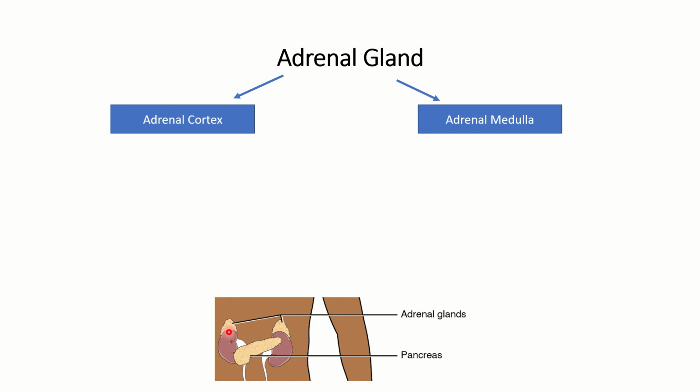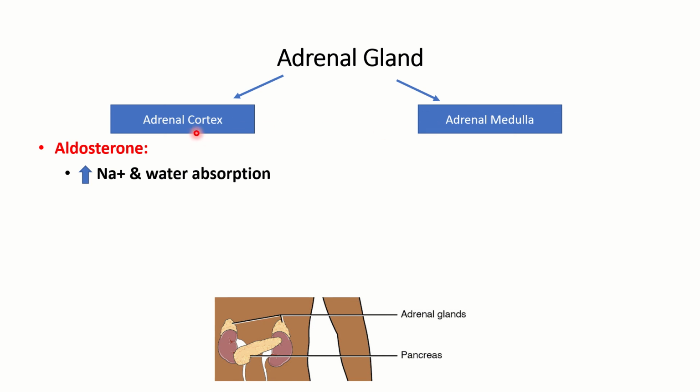Adrenal glands, or suprarenal glands, are located above the kidneys. There are 2 of them, and they are in the abdomen. The back part of the abdomen is retroperitoneal. Each has 2 parts. One is the adrenal cortex, and the other one is the medulla. The cortex is superficial. The medulla is located deeper.